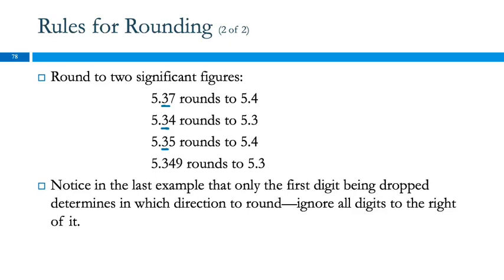5.349. Okay, I don't look at the 9 at all. Occasionally I'll get students who get a little overzealous and start all the way at the end and round backwards up to where they need to stop. Don't. That's a waste of time and sometimes gives you the wrong answer. All I have to do is look at the 4. The 4 tells me to round down. That's 5.3. Okay?